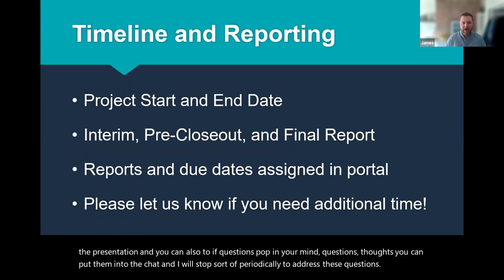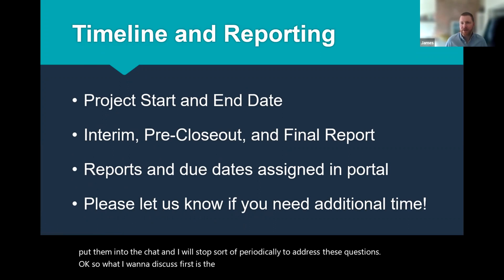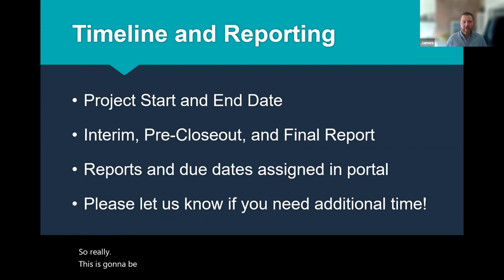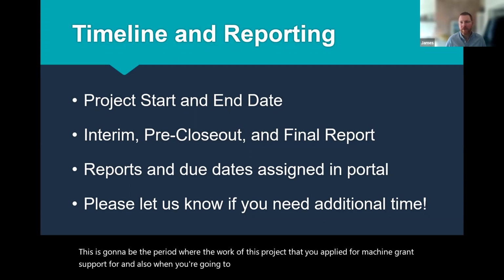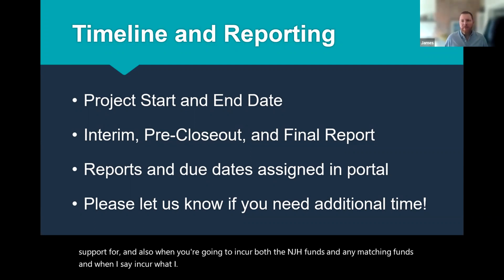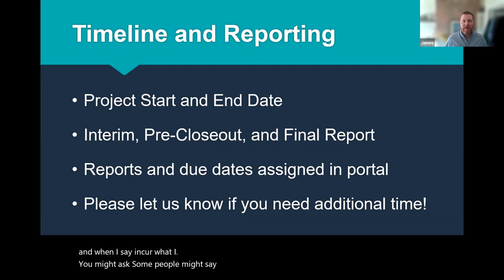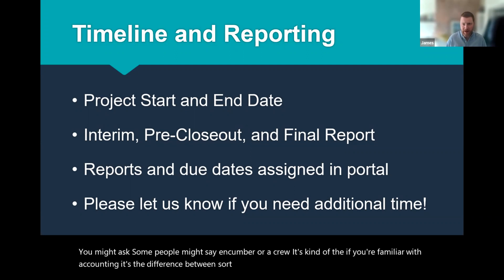Okay, so what I want to discuss first is the project start and end date, just so we're all on the same page. This is the period where the work of the project you applied for and received grant support for takes place, and also when you're going to incur both the NJCH funds and any matching funds. And when I say incur, some people might say encumber or accrue. If you're familiar with accounting, it's the difference between cash-based and accrual accounting. So you can incur expenses against your grant as you receive them.